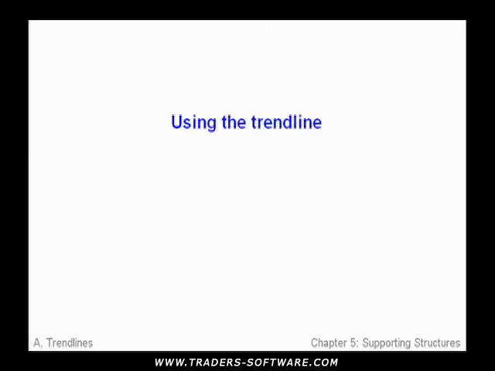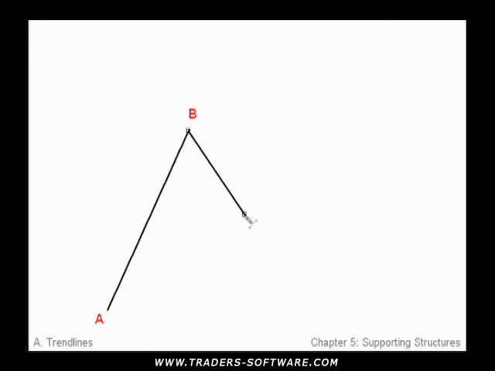Using the trend line to trade breakouts. Let's say price action rallies from A up to B and then drops down to C. Then as it works its way up to D, it doesn't go all the way up. Instead, point B is offering resistance. So instead, it drops down.